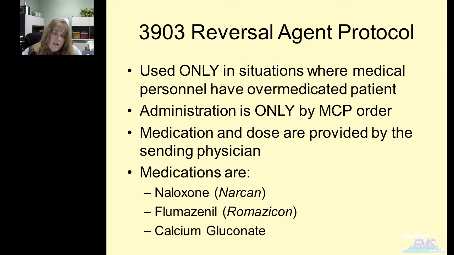So in 3903, we're talking about the reversal agent protocols, and the medications that we are provided for this include Narcan for our opiates, flumazenil or Romazicon, and calcium gluconate. And again, the medication and the doses are provided by the sending physician, and the administration of a reversal agent is only by MCP order. So that's really important for you to remember when you're transporting these patients. If you think you need to give that reversal agent, you need to have that conversation with the MCP.